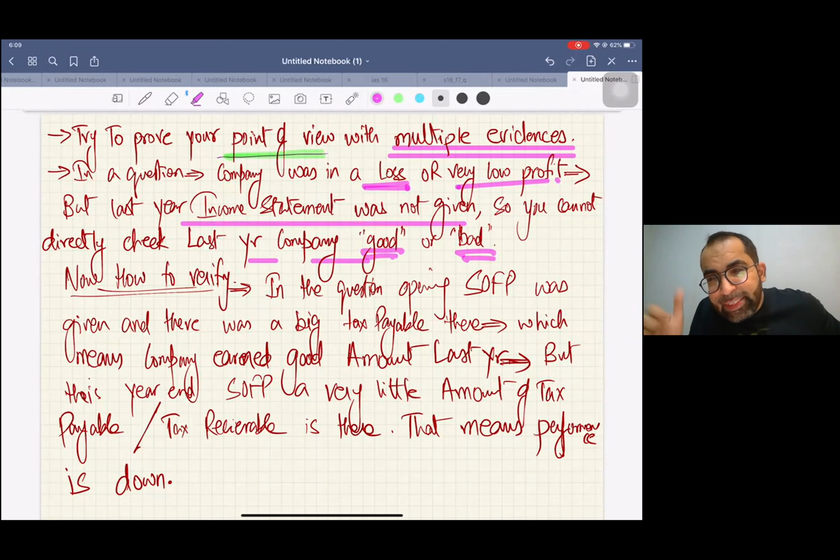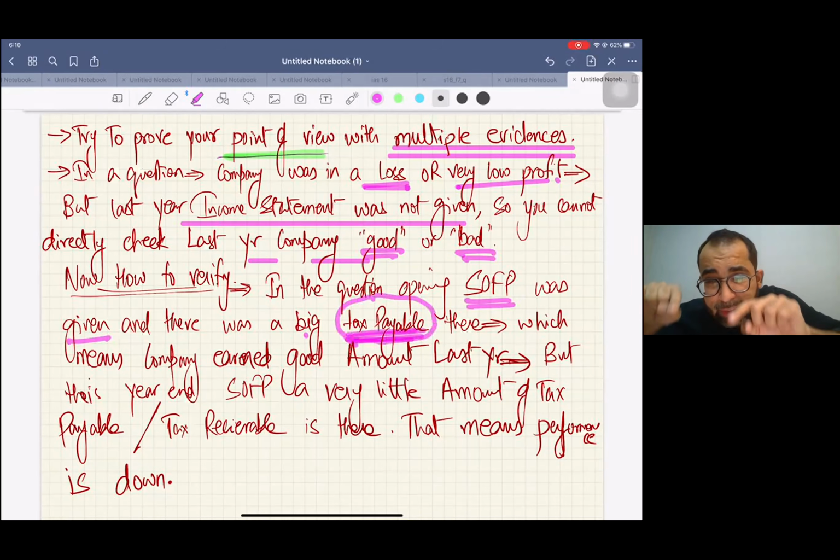Opening balance sheet is given. So what can we do? We'll go into the opening balance sheet and see the opening tax payable amount. In the question, the opening SOFP was given, and the real point is that there was a big tax payable there, in the opening balance sheet.